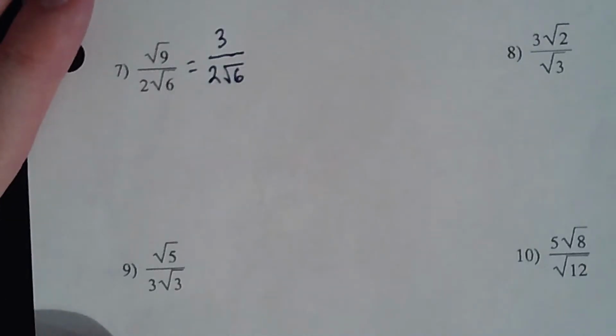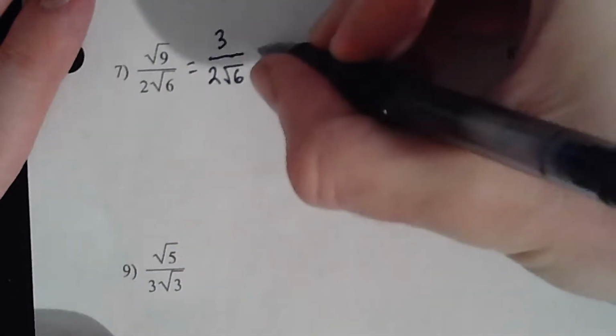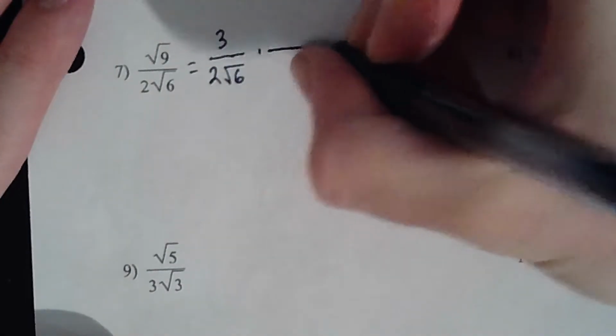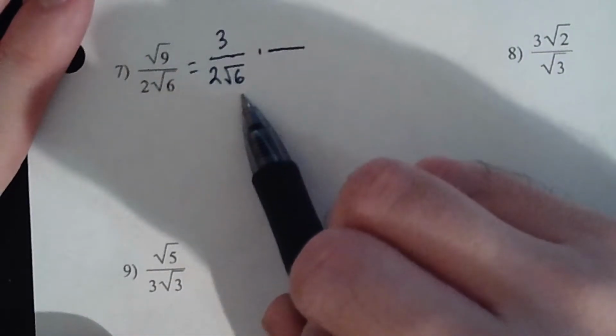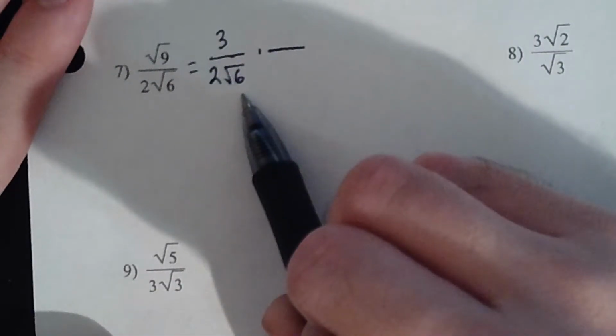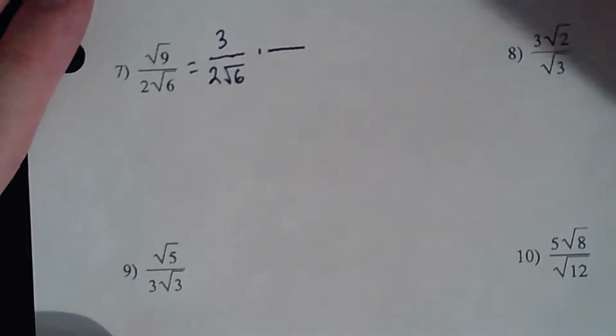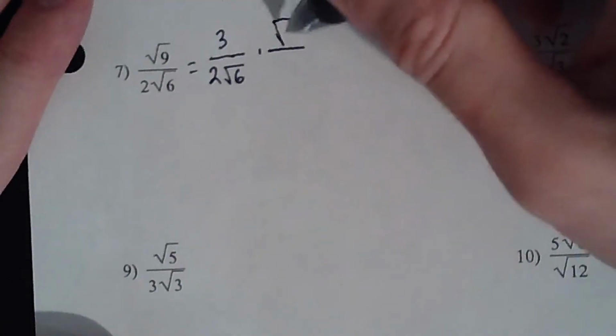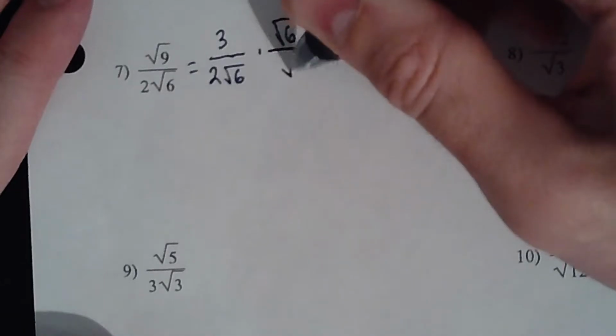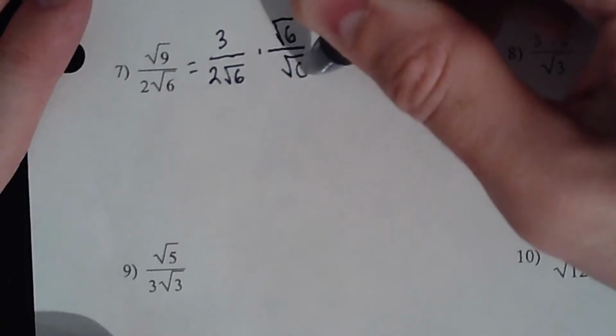After that, the rationalize the denominator step. We need to multiply the top and bottom by this square root. Whatever that square root is on the bottom, you gotta multiply the top and bottom by it. So you got a square root of 6 over the square root of 6.